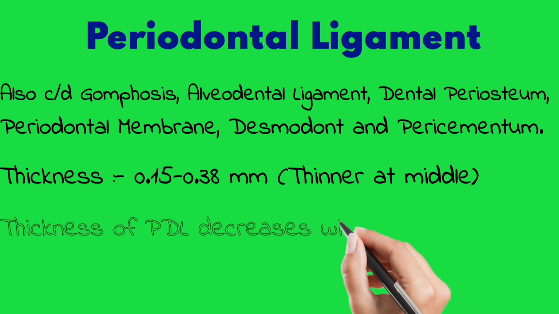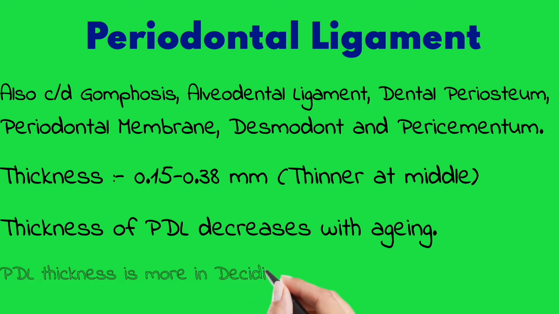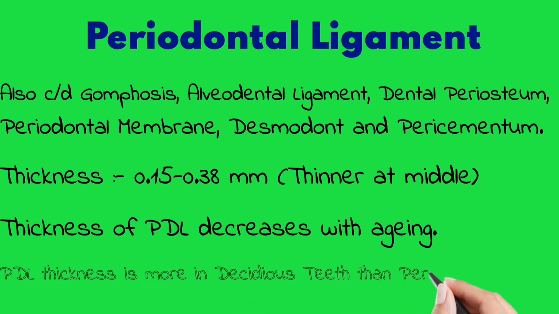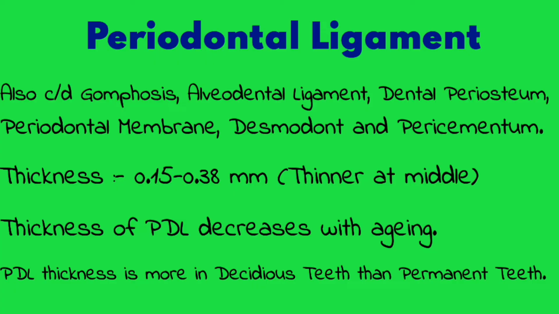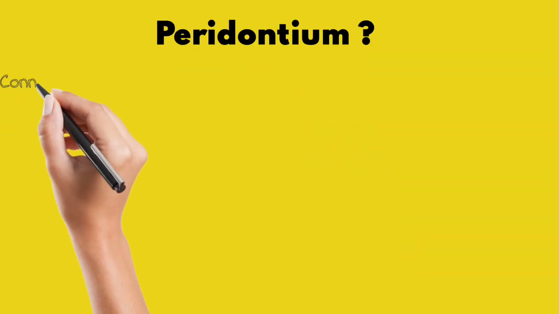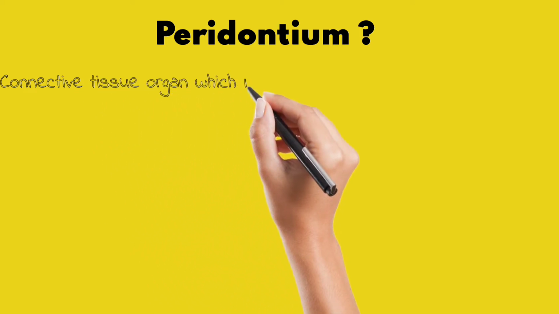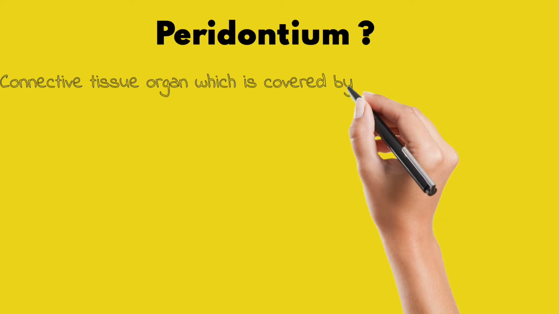Next, the thickness of the periodontal ligament is between 0.15 to 0.38 millimeter, and it is thinner at the middle. Also, the thickness of the periodontal ligament decreases with aging, and the permanent teeth have a shorter periodontal ligament than the deciduous teeth.